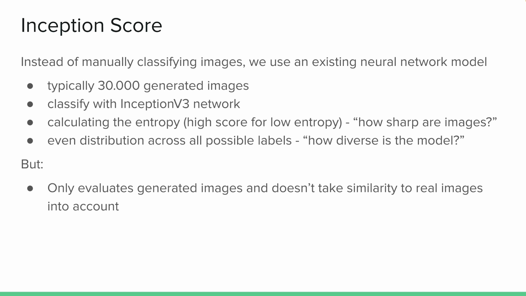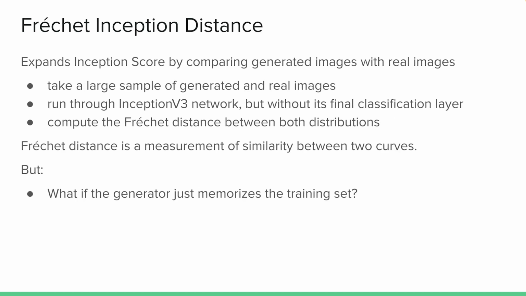One problem that we have with the inception score here is that it only evaluates the generated images and doesn't take the similarity to real images into account at all. So we're just taking a look at the generated images, which is nice, but I think we can do better. Which brings us to the Fréchet inception distance. This is the next version of this, if you will.